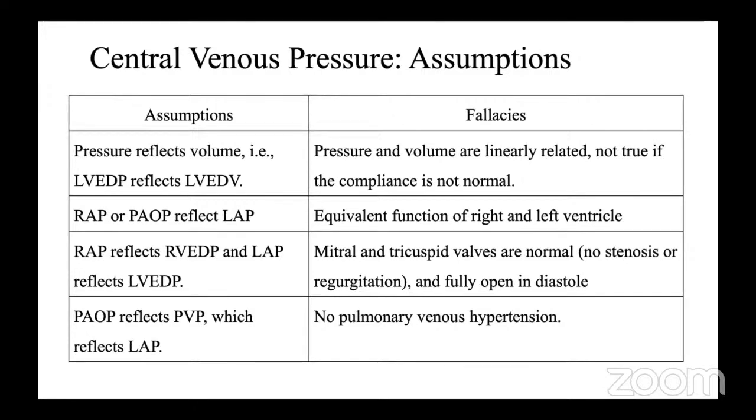We also assume that the pulmonary arterial occlusion pressure reflects the pulmonary venous pressure, and here the assumption is that there is no pulmonary venous hypertension. So if all these assumptions are true, then central venous pressure probably reflects the left ventricular end-diastolic pressure.